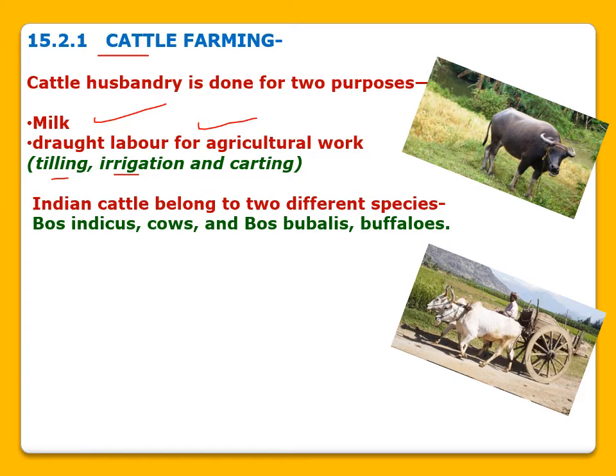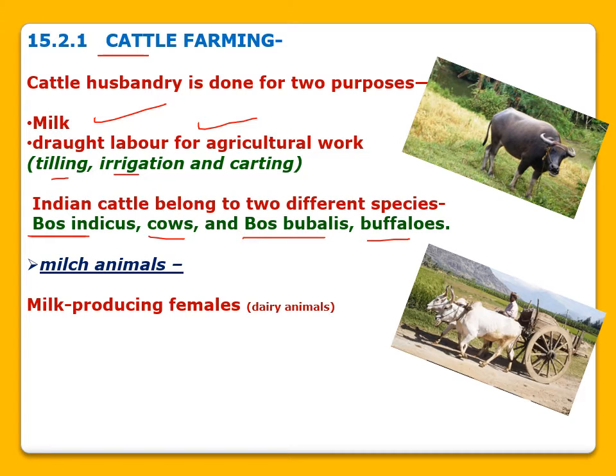Indian cattle belong to two different species, and they are Bos indicus and Bos bubalis. Here, Bos indicus is actually the scientific name for the animals that have hump and big ears like cows. And Bos bubalis is the scientific name of buffaloes. It can be referred to the buffaloes.